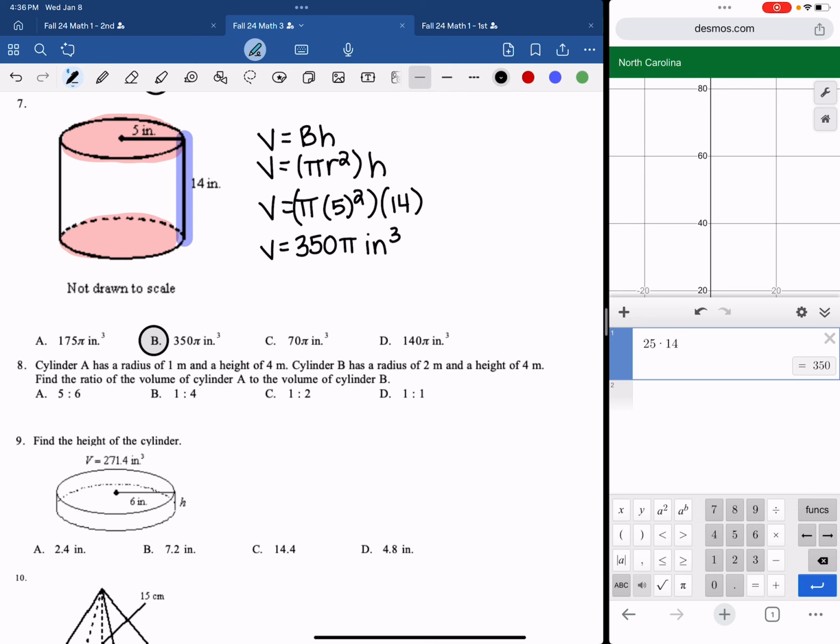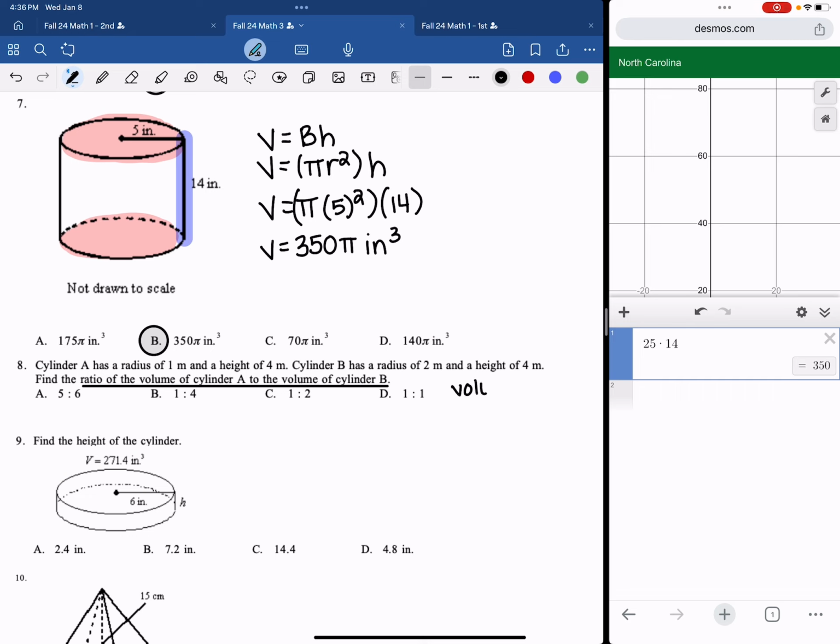All right, so for our next one, we're looking at number 8. It says cylinder A. Cylinder A has a radius of 1 meter and a height of this. Cylinder B has a radius of 2 meters and a height of this. Find the ratio of the volume of cylinder A to cylinder B. So basically, if we want to find the ratio, that means we're going to need to divide the volume of cylinder A by the volume of cylinder B. So we just have to find two separate volumes here.